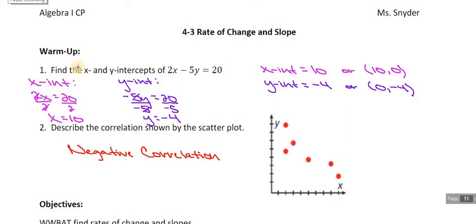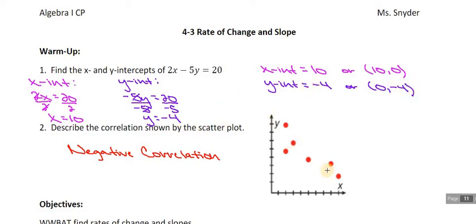So to check out our answers here, number one, the x-intercept is 10, because remember, in order to find the x-intercepts, we plug in 0 for y, or we just make the y term go away. So we solve 2x equals 20, so x equals 10. For our y-intercept, we plug in 0 for x, or simply make the x term go away, and we solve negative 5y equals 20, which gives us y equals negative 4. So our x-intercept is 10, or the ordered pair (10, 0), and the y-intercept is negative 4, or the ordered pair (0, negative 4).